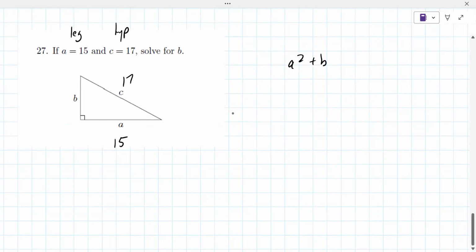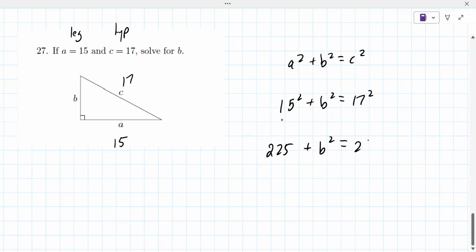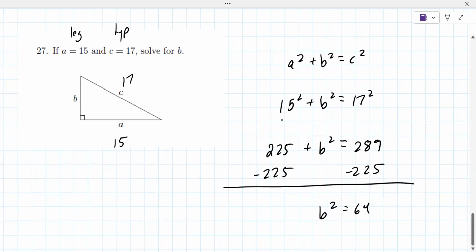It's still A squared plus B squared equals C squared. 15 squared plus B squared equals 17 squared. But notice the two squared numbers are not on the same side. They're on opposite sides. This is 225 plus B squared equals 289, like that. And so you subtract 225, because you look at the side with the variable and that's how you decide how to solve. So B squared equals 64.